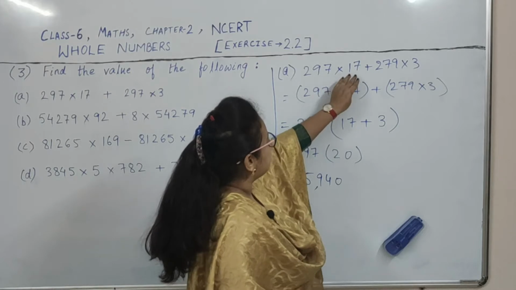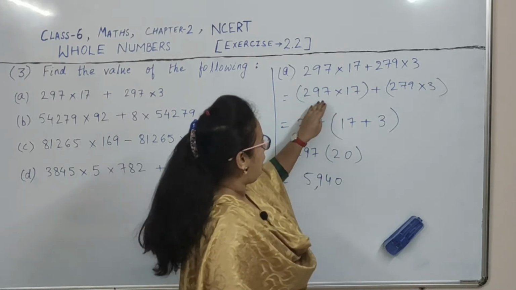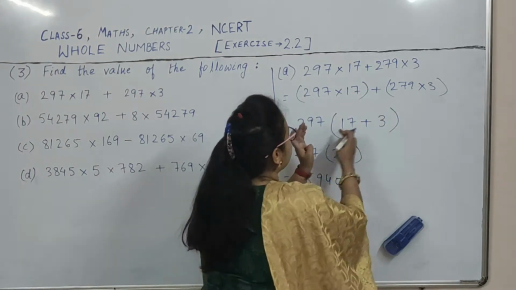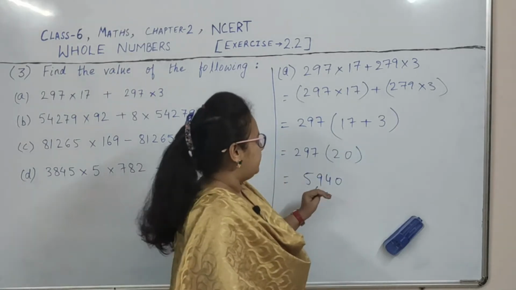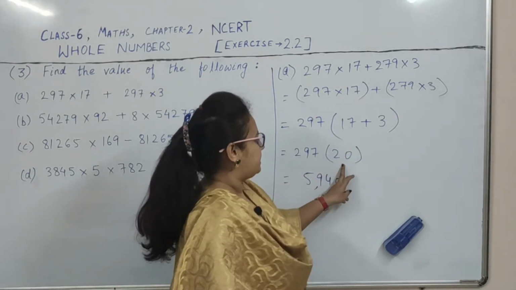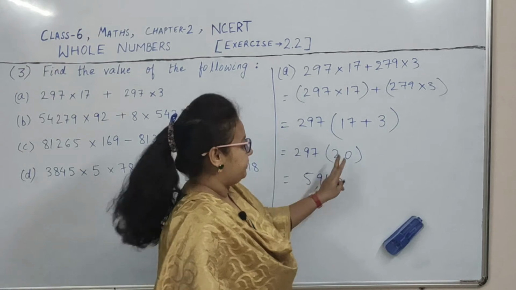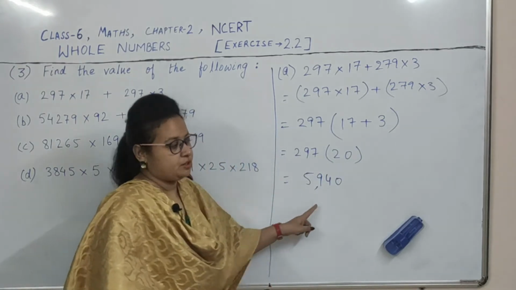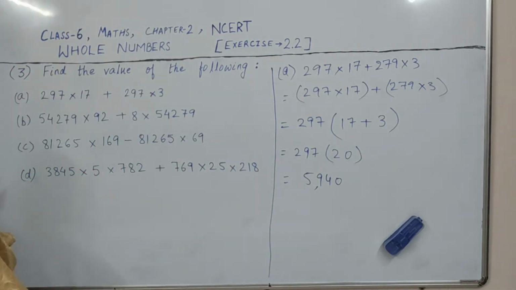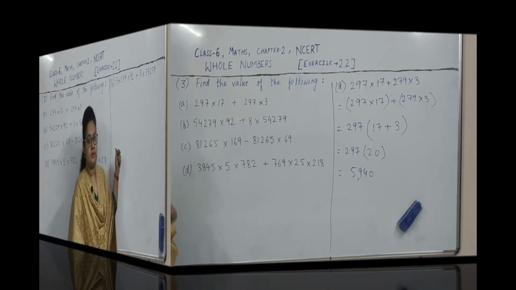What we have done: we have to see what is common. We have taken the common thing from these two terms. The common thing will come out, and what remains inside the bracket will be written. And if a plus sign is there, those two numbers will be added. So we have added, and then we have found the product of these two numbers. So this is the answer. Now let us come to question number B.